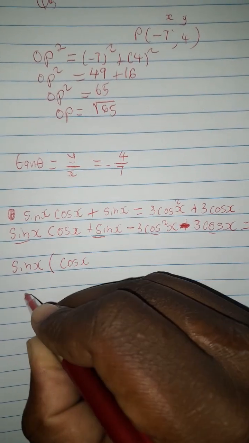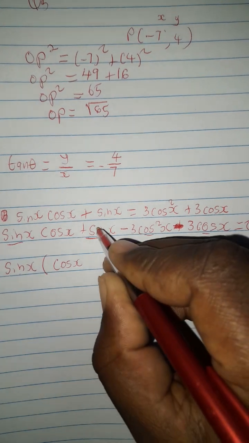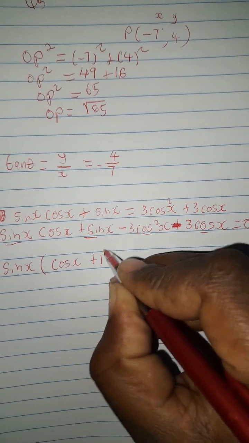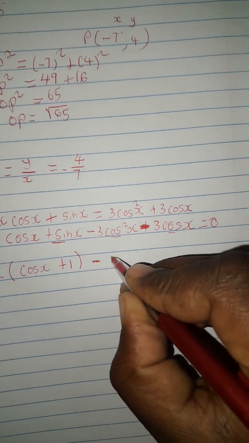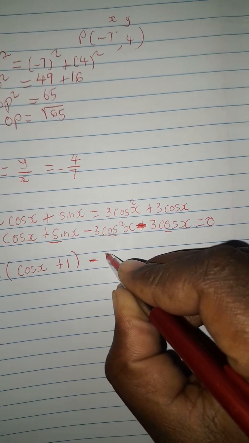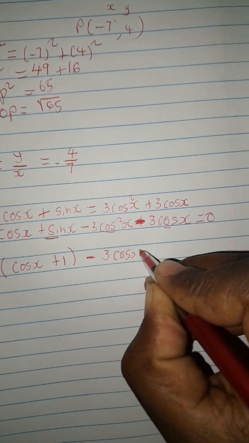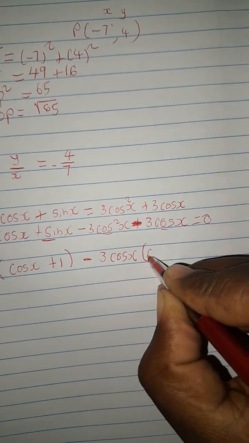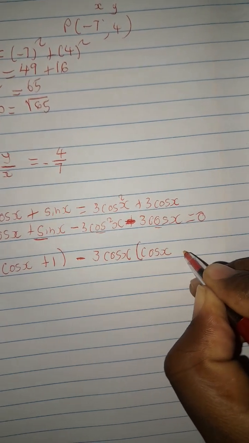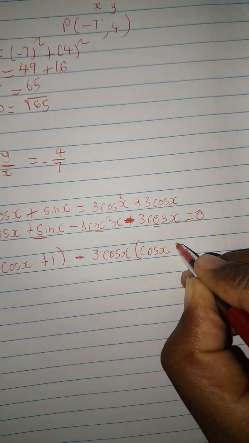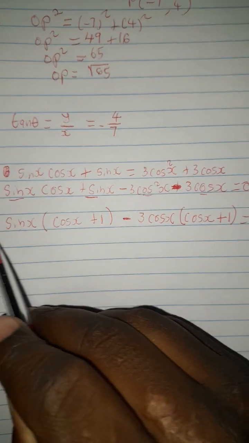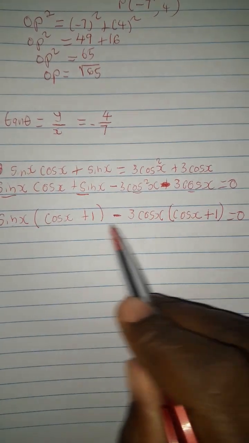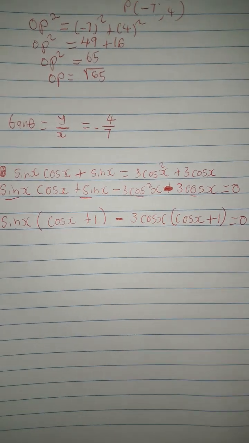Sin x times cos x, it will be sin x cos x. Then to get to sin x, we need 1. Similarly, in this case, we will need to take out the highest common factor. If we take negative 3 cos x, to get to cos squared x, we need cos x. So to get to negative 3 cos x, we need plus 1 in this case. So equated to 0. From here, we can see this is a type of factorization that we call grouping.